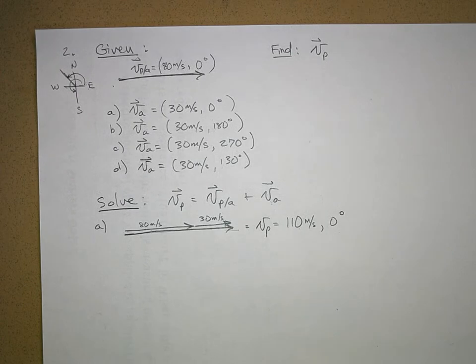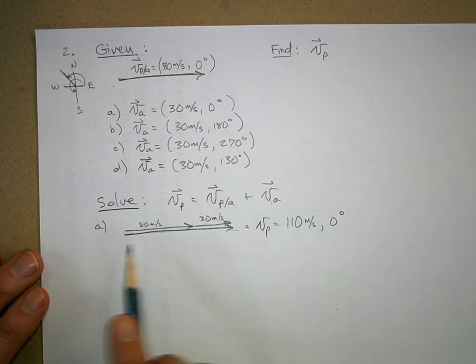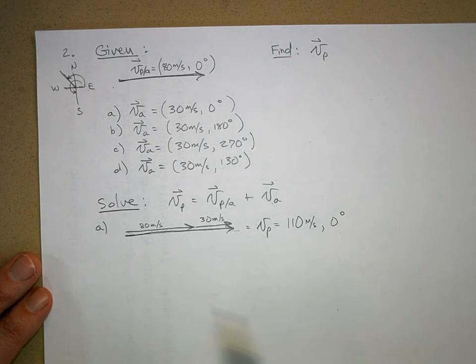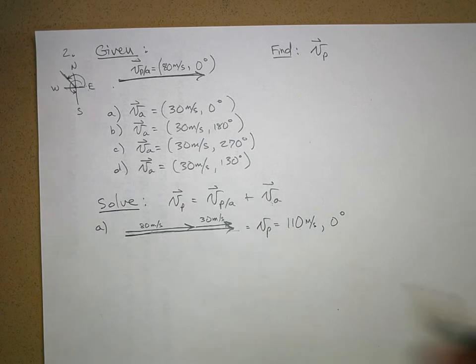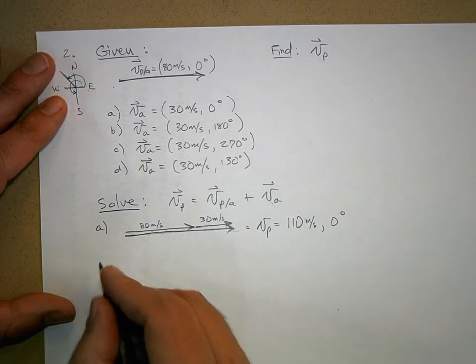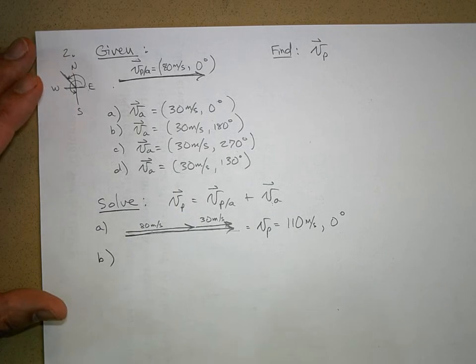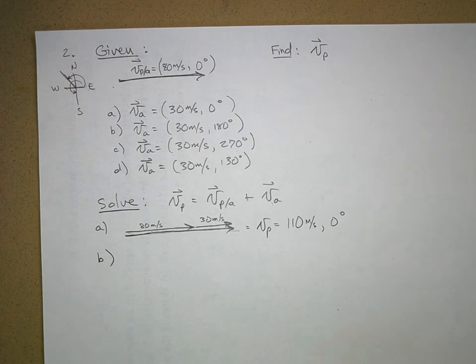Now, if you want to break them up into rectangular coordinates and add them up and use the inverse tangent and Pythagorean theorem, you can. You get the same answer. But if you draw a picture of it, sometimes it's just, oh, it's 110 at 0 degrees. Now, B is really not much more difficult.